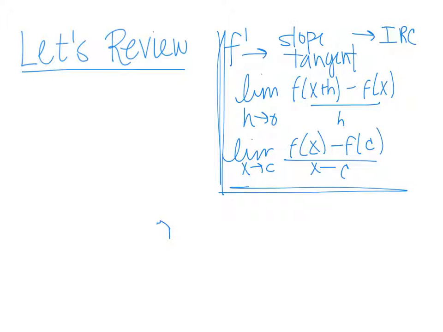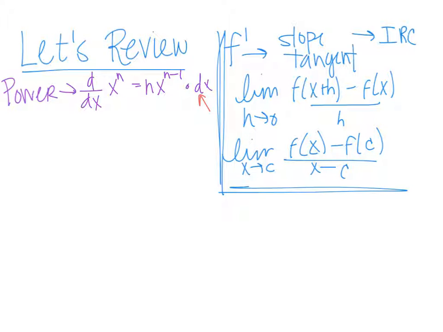Then we learned how to take derivatives using different rules. The first rule we hit was the power rule, where the derivative of x to the n power is equal to n x to the n minus 1, really times dx, but dx is always 1. So after that, let's go into the chain rule, which is basically the power rule, but we show it using composition of functions, so f of g of x.